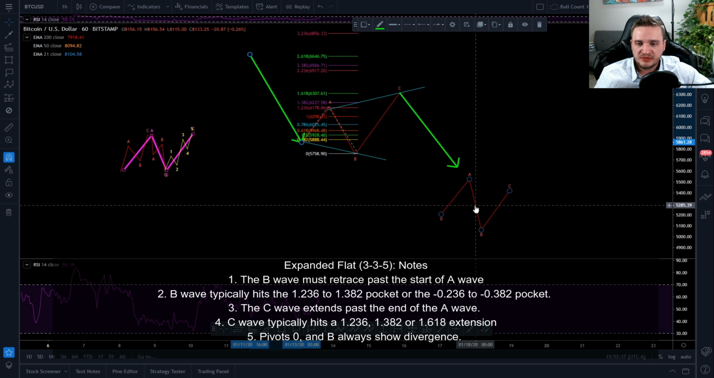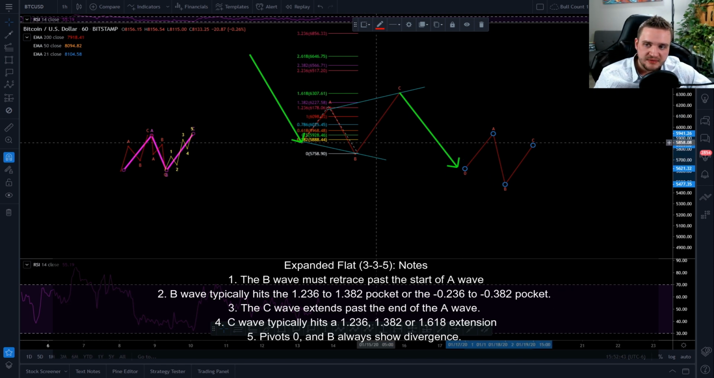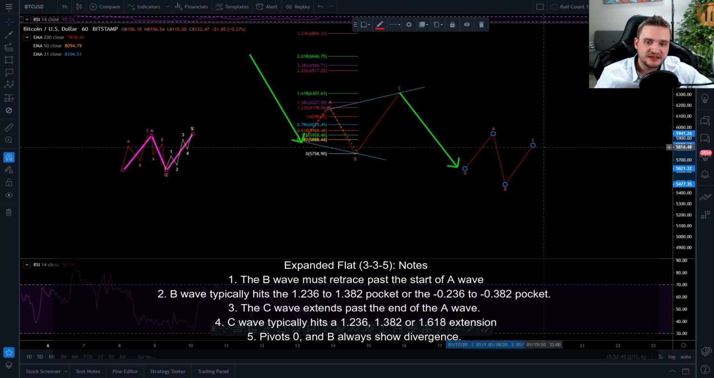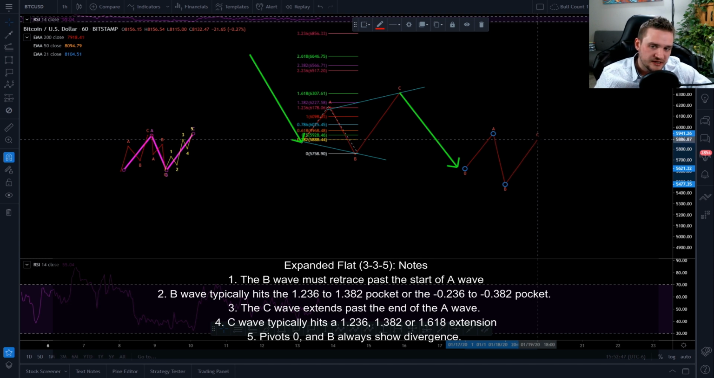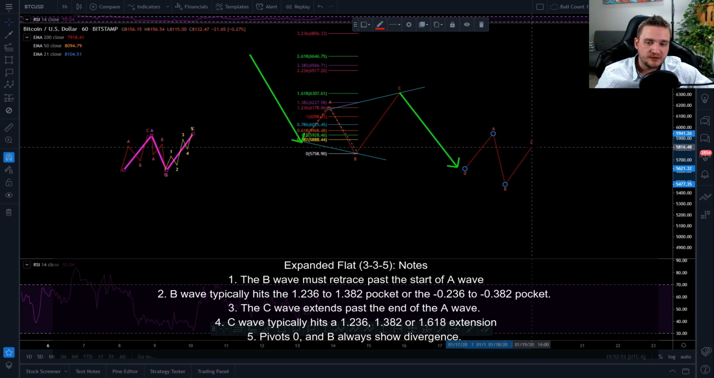Okay. And then we've got our running flat. So the running flat is exact same as the expanded flat, but the C wave is just truncated. It's just not surpassing over the start of the A wave. So for the C wave, you typically get anywhere from like a 0.618 extension or 1-to-1.